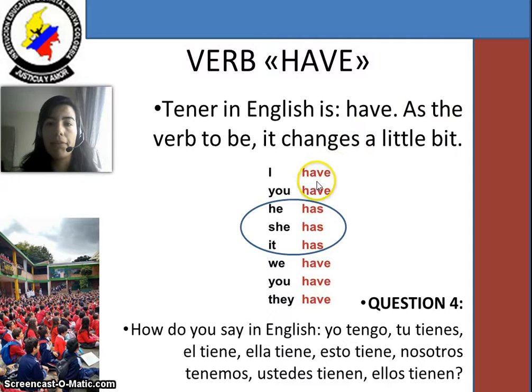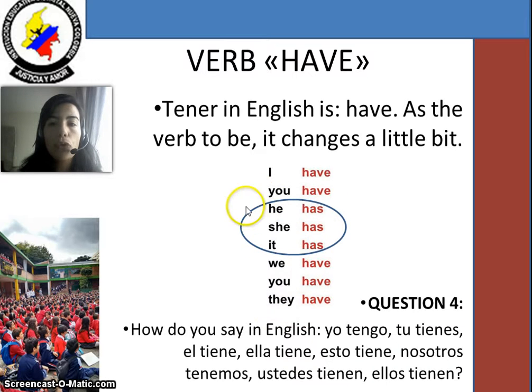For example, we have the first. I have, yo tengo. You have, tú tienes. He has, él tiene. She has, ella tiene. It has, esto o esta tiene. We have, nosotros tenemos. You have, usted tiene o ustedes tienen. They have, ellos o ellas tienen.